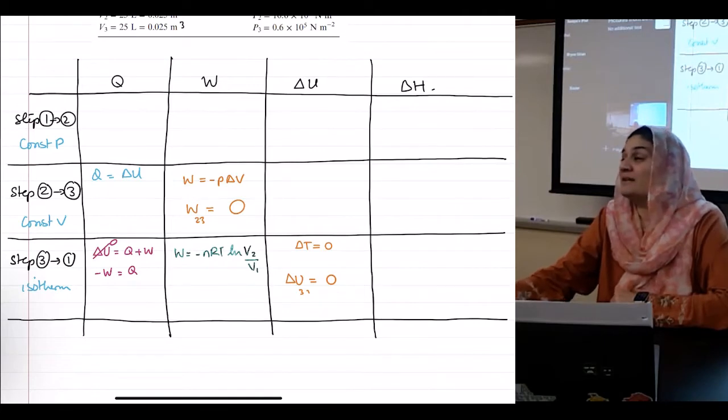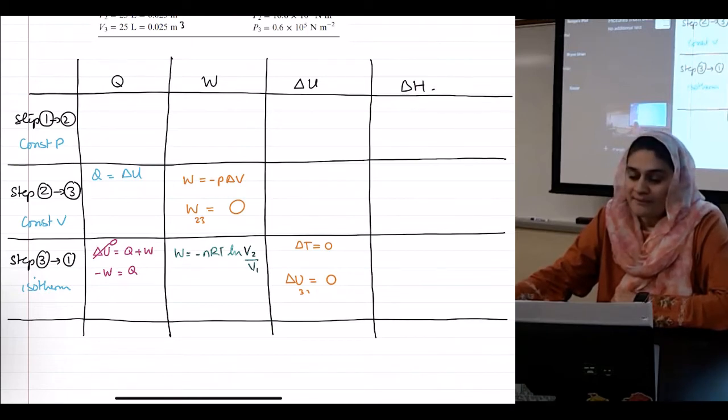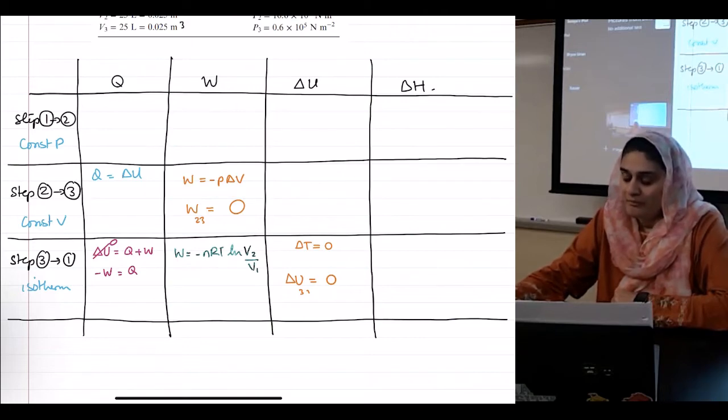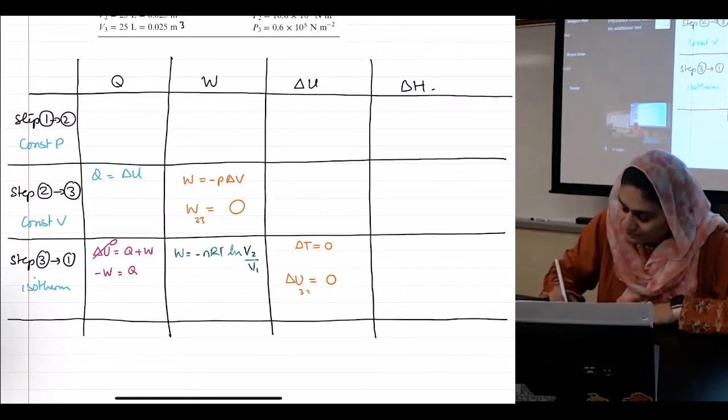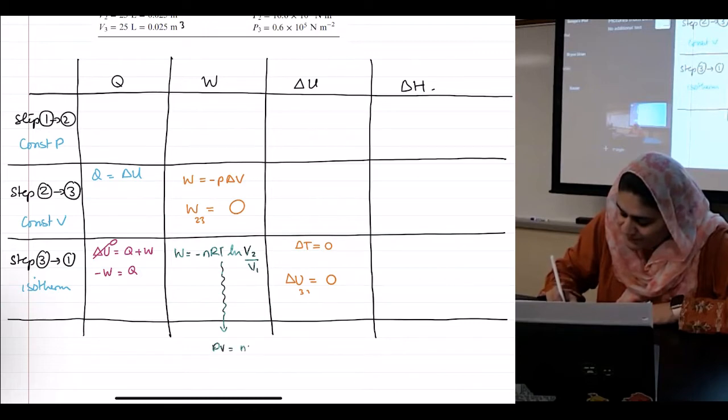Because you do have an N that's given. You do know R. You do know T. Yeah, T is the same. But how do you find T? What equation? PV equals nRT.